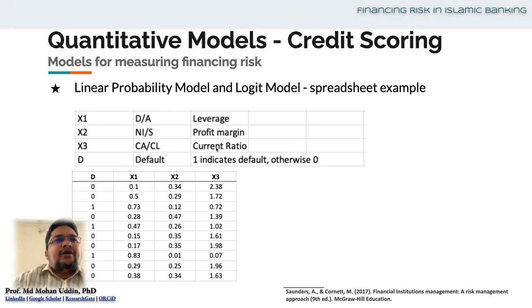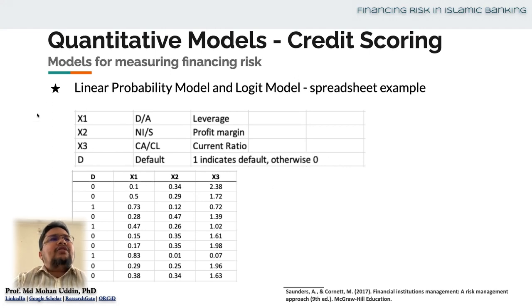And the third one is current ratio. Let's say this is current assets divided by current liabilities, and let's suppose it has the notation X3. And we want to explain the default attitude of this type of customer using these three variables. So we are giving the notation default as D, where we will have only two possible values: 1 and 0. So what does 1 mean? 1 indicates default and 0 indicates no default.